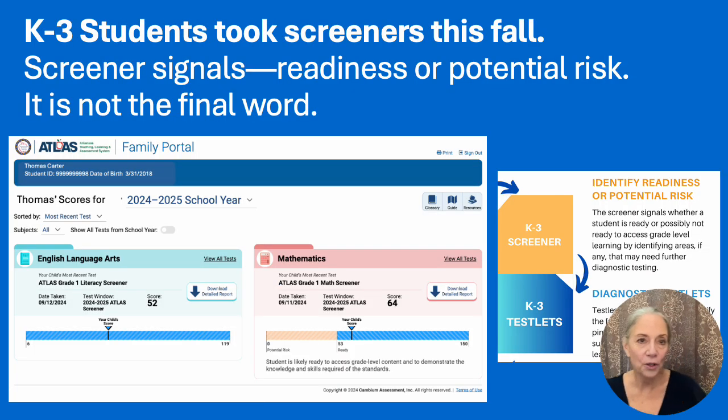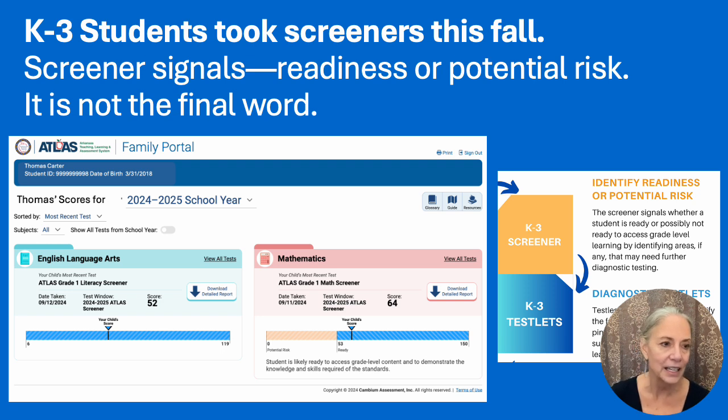When you get into the portal and you see the K-3 students that took the screeners this fall, you're going to see your child and you're going to be able to see the signal that the screener is giving. A screener is usually a really short assessment that just helps you to determine if you need to dig deeper. And in this case, I'm looking at a report.